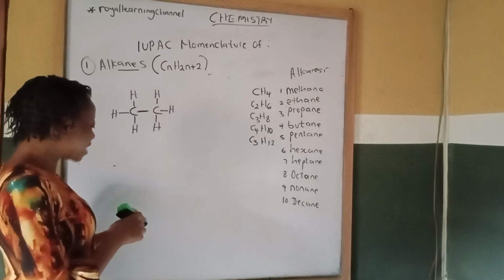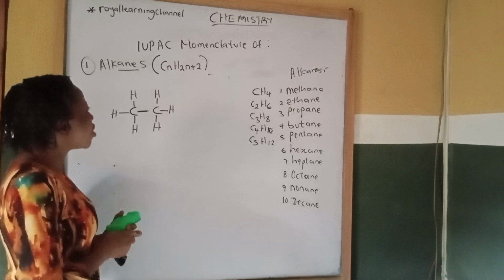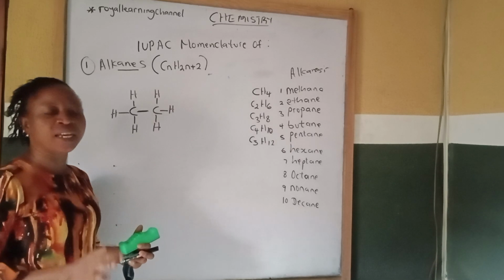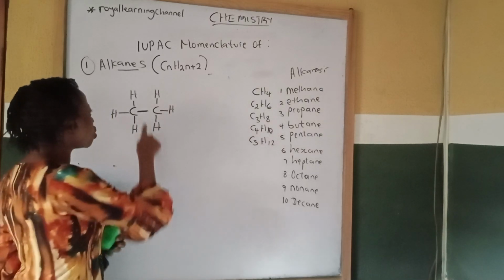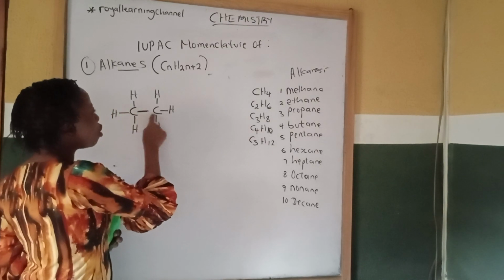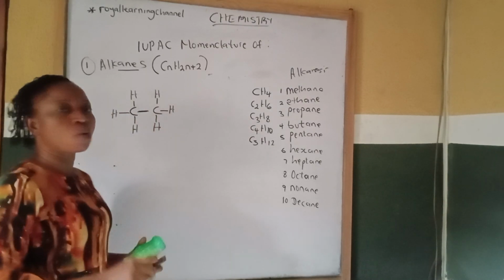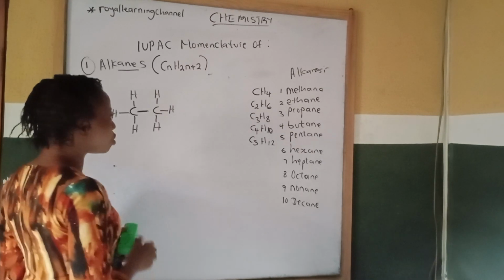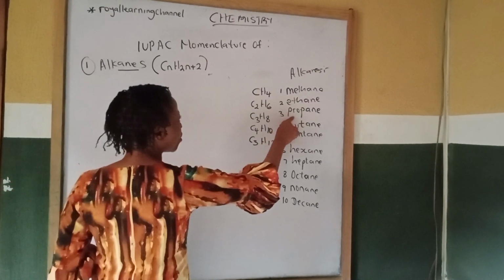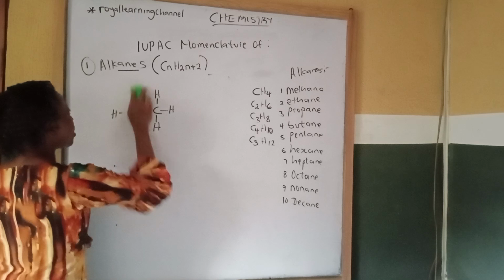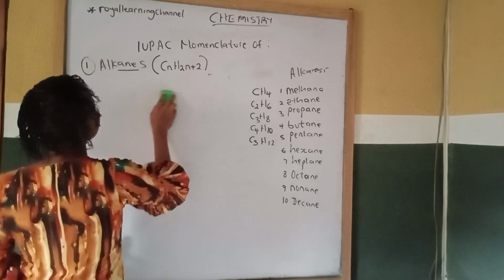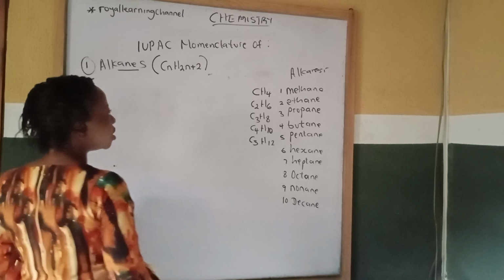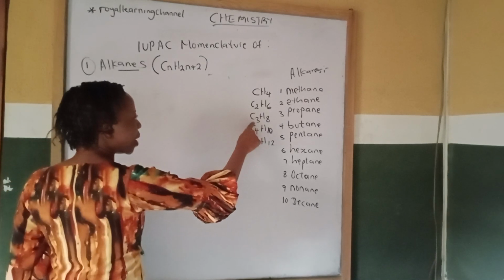And don't forget that in alkanes, we recognize the structural formula of alkane by a single bond in between their carbon atoms. We have one bond in between their carbon atoms. So let's look at the structural formula for propane, propane being the third member.